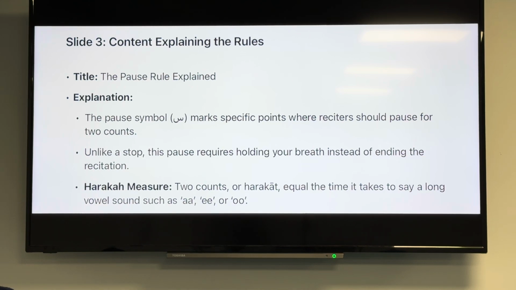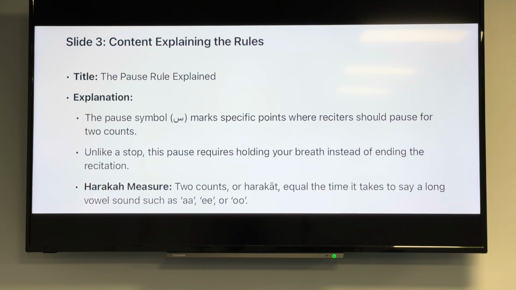If you end the recitation, that means you have let the breath go. Now, something important: this is only applicable if you see this symbol. You can't just do it anywhere. The only time we are allowed to do this is when we see the symbol. And how long should you hold your breath?